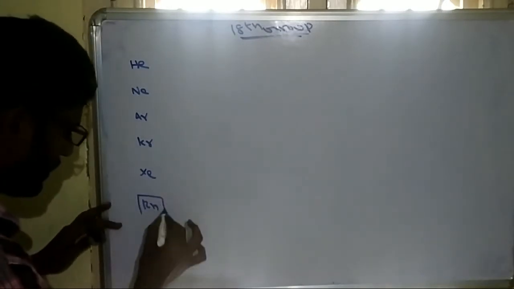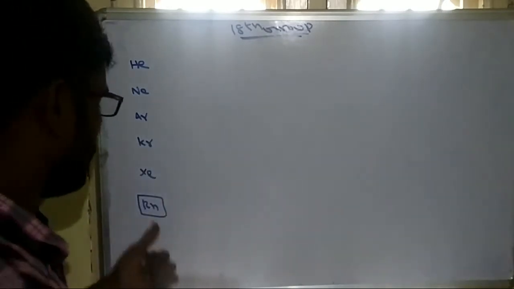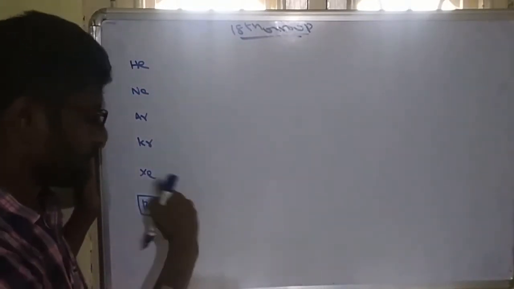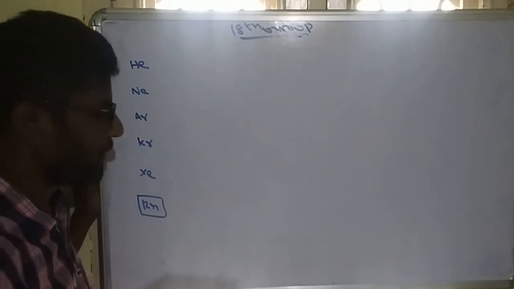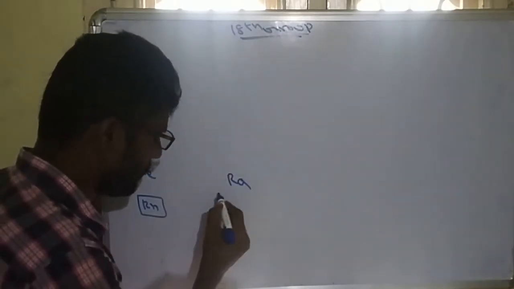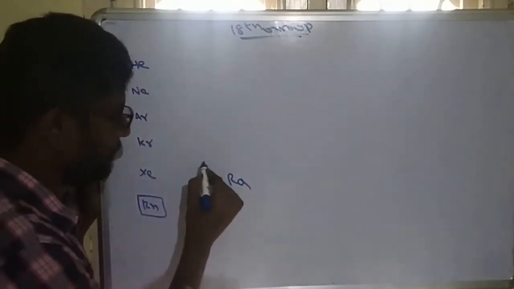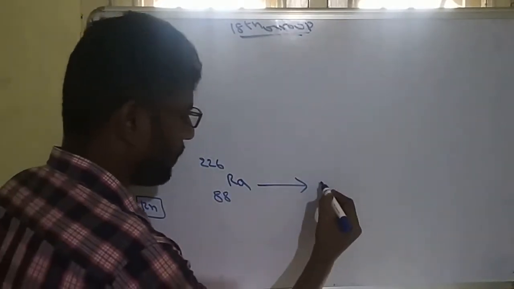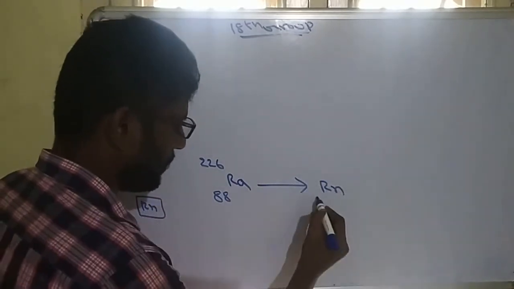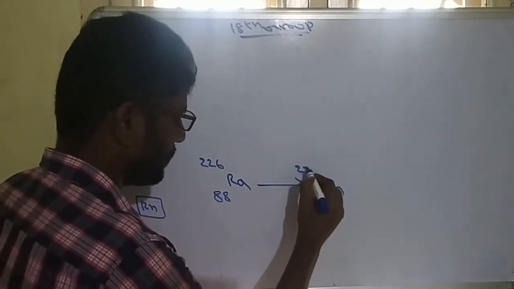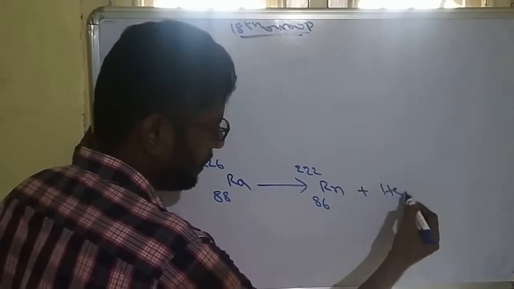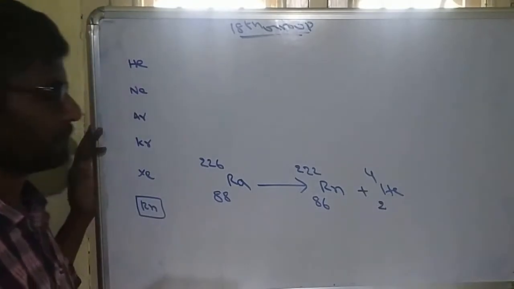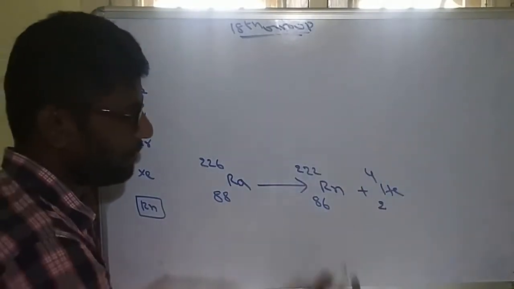Radon is actually a radioactive element, so it is formed by disintegration of radium. Radium has atomic number 88 and mass 226. On disintegration it forms radon, 86 and 222, and it liberates a helium particle, which is 2 and 4. So radium, on releasing helium, forms radon.